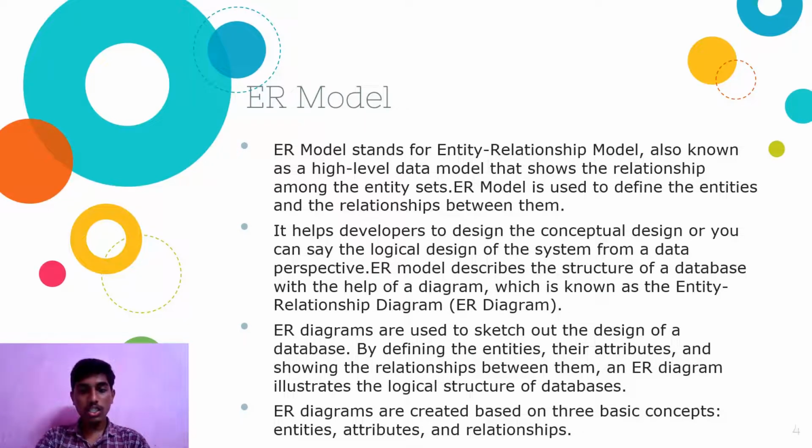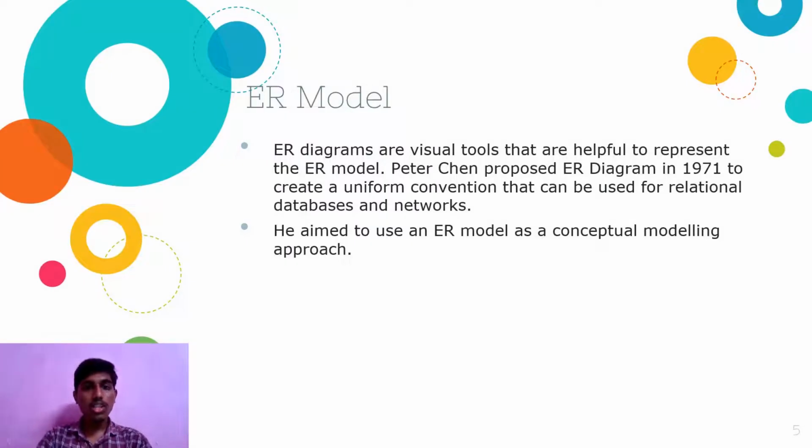By defining the entities, their attributes, and showing the relationships between them, an ER diagram illustrates the logical structure of databases. ER diagrams are created based on three basic topics. They are entities, attributes, and relationships. So ER diagrams are visual tools that are helpful to represent the ER model. Peter Chen proposed ER diagram in 1971 to create a uniform convention that can be used for relational database and networks. He aimed to use an ER model as a conceptual modeling approach.